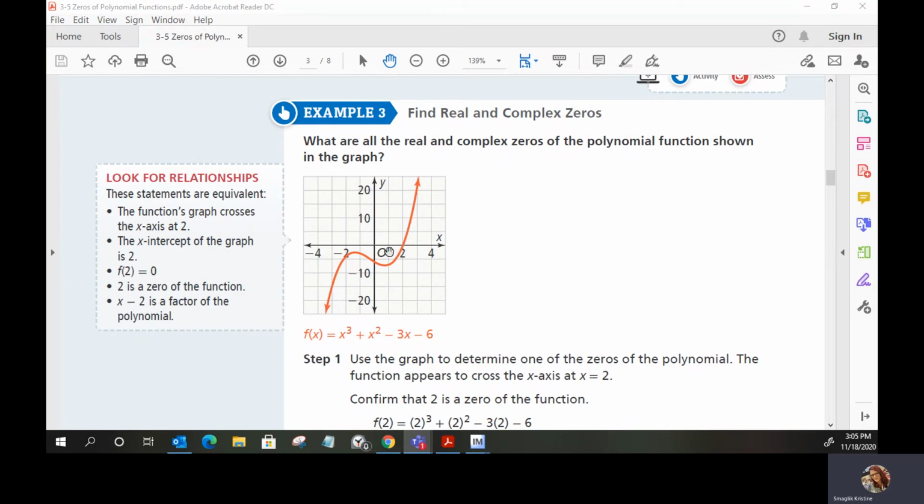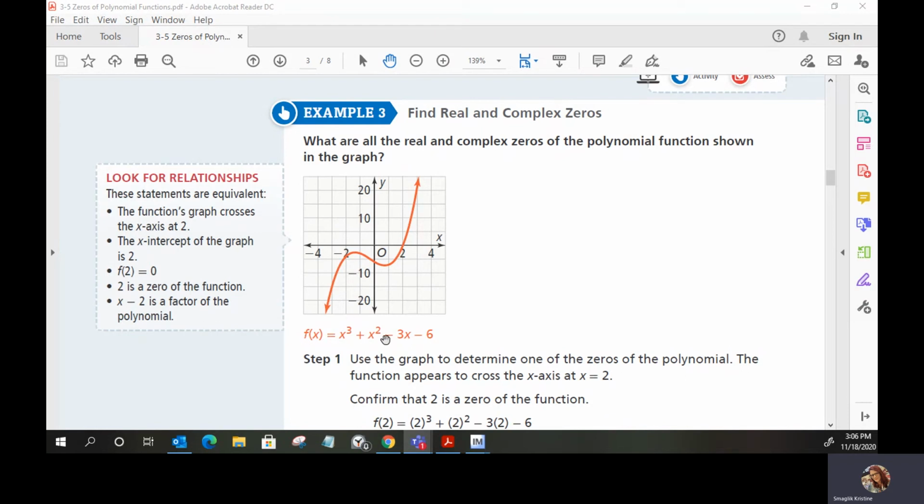So this is telling us the function's graph crosses the x-axis at 2. This is also the x-intercept of the graph. f(2) = 0, meaning that when I input an x value of 2 into the function, my output is 0, that's y equals 0, which I would expect because I'm on the x-axis where y equals 0. We can also say 2 is a 0 of the function, and we can also say x minus 2 is a factor of the polynomial.